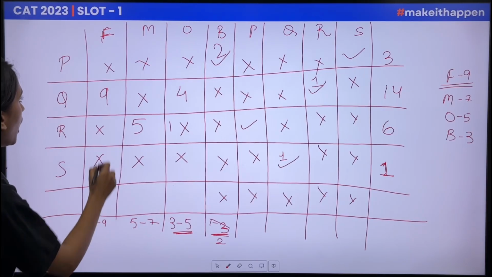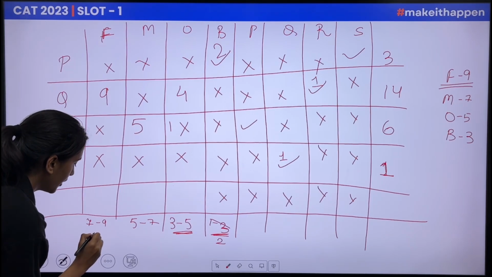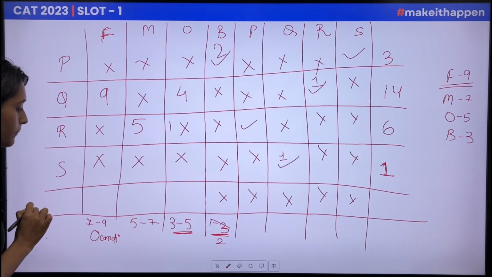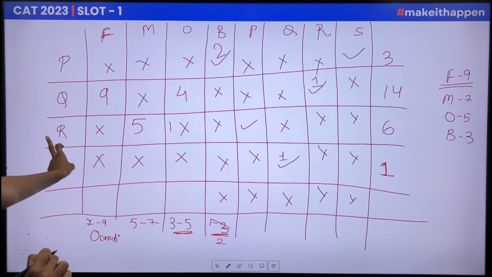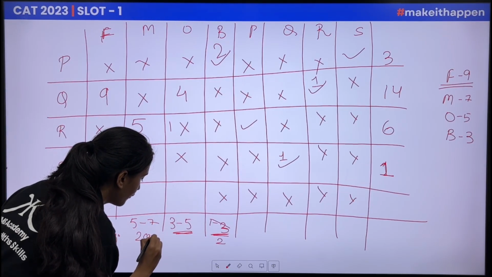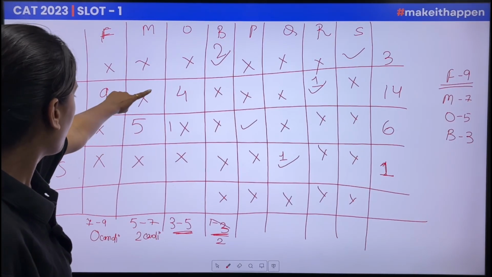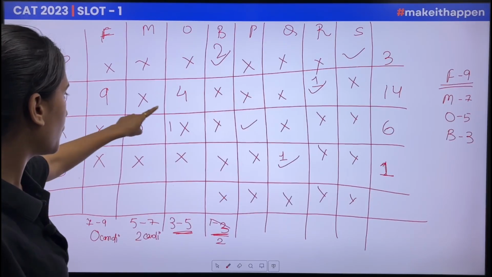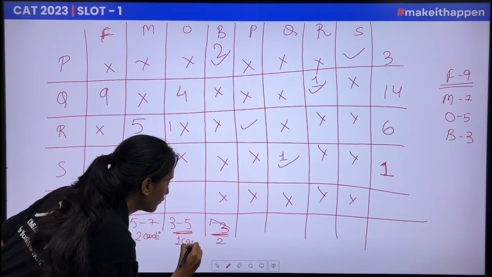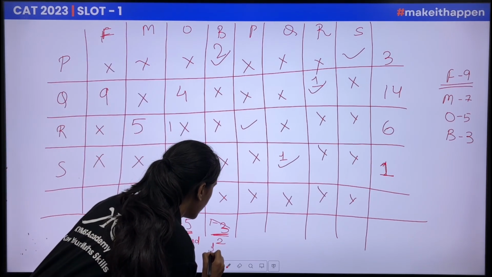Okay. So, all 9 of them voted for Q. So, there were 0 candidates from F. Okay. 5 voted for R from M. So, there were 2 candidates from M. Okay. Now, 4 voted for Q over here. Okay. So, there were 1 candidate from O and 1 candidate from B.